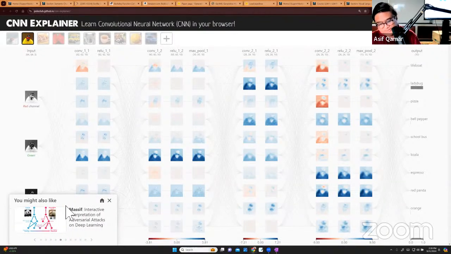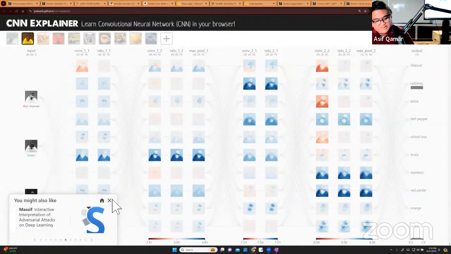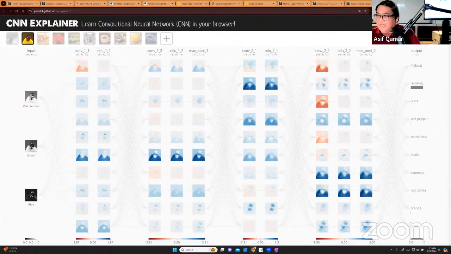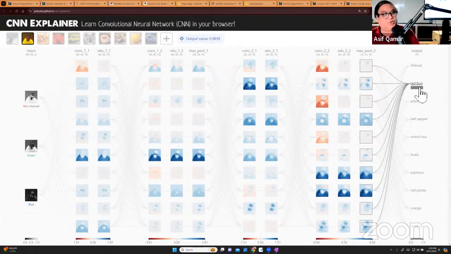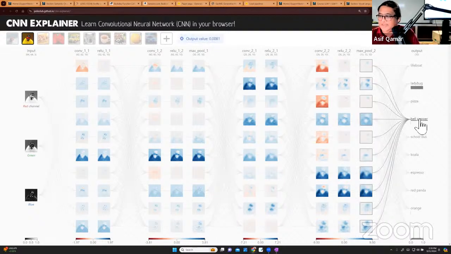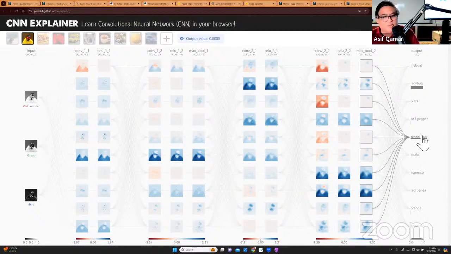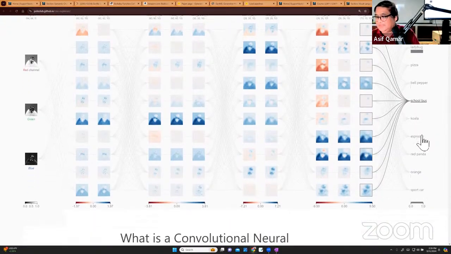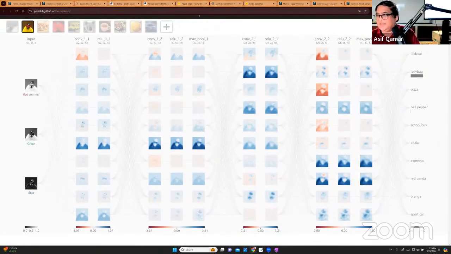Okay, we'll come to this later on. Interactive. Okay, let me close this for the time being. It is a ladybug. It's pretty sure. The question is, how did it become so sure that it's a ladybug? It is not saying it's a bell pepper, except a little bit. It's not saying it's a school bus, not a school bus at all. Do you see that? Right.